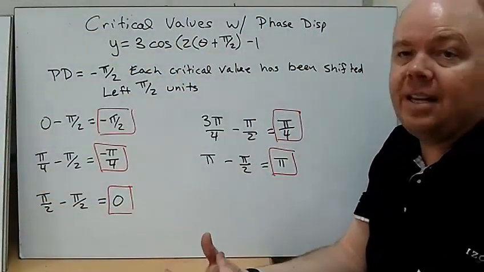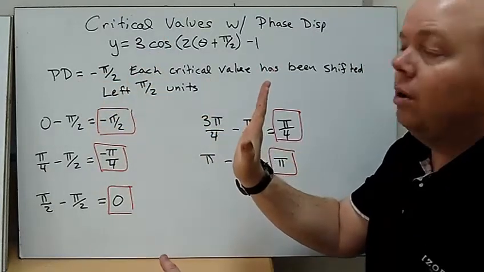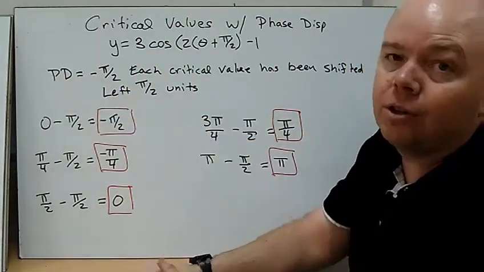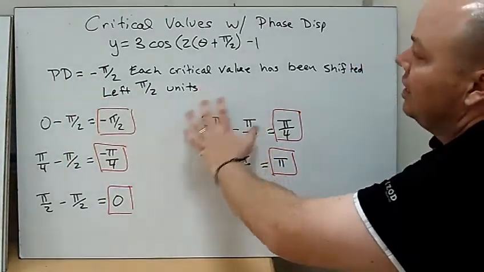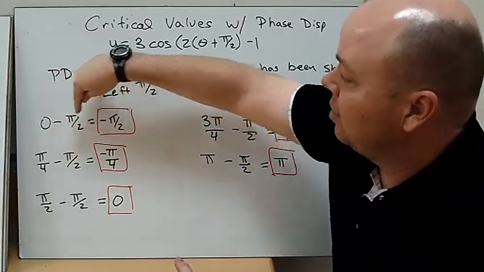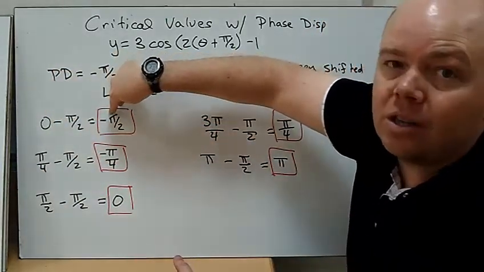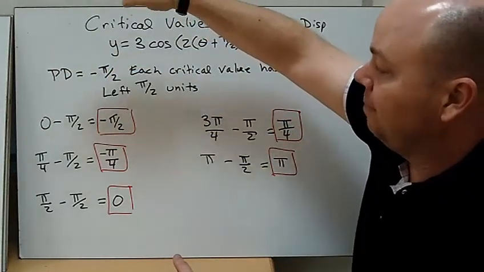Now I have to factor the phase displacement into that. So the phase displacement takes each critical value and moves it to the left pi over 2 radians. So it's shifted everything to the left pi over 2 units. So I take my first critical value, which was 0, subtract pi over 2. That means my graph starts at negative pi over 2. That's the peak value again.